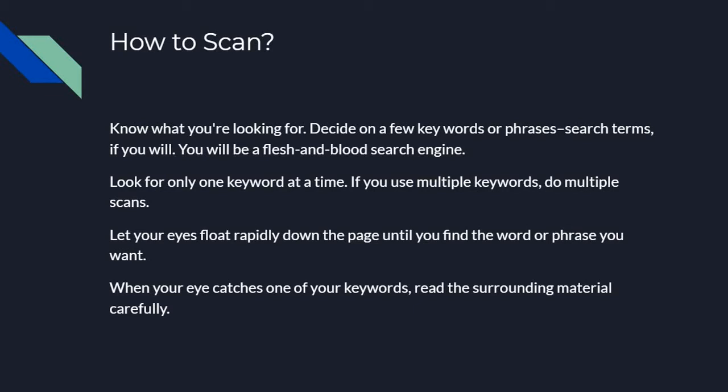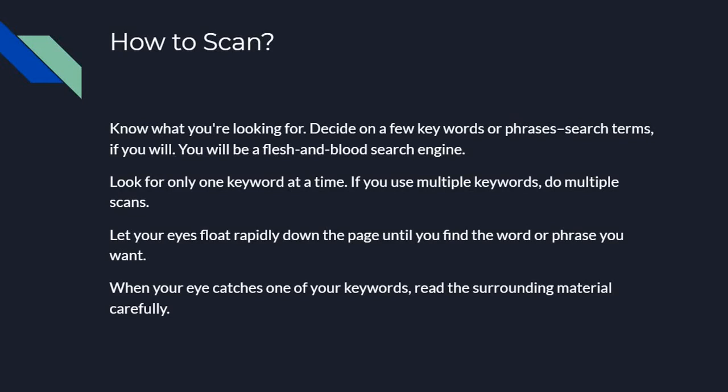So you need to know what you are looking for. Decide on a few keywords or phrases, search terms if you will. So you are just looking for certain keywords and phrases that are going to be there in the extract. So we can just call them search terms. So you become a flesh and blood search engine like Google and Bing. You move on and you are trying to find out the keywords from the extract.